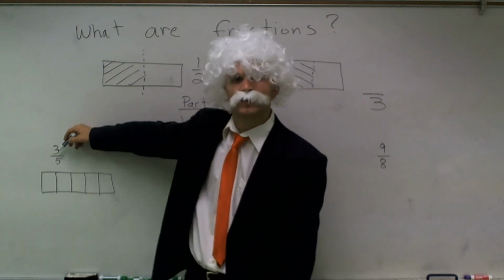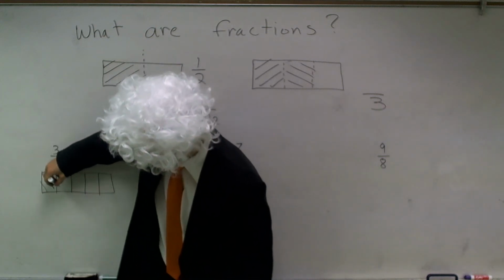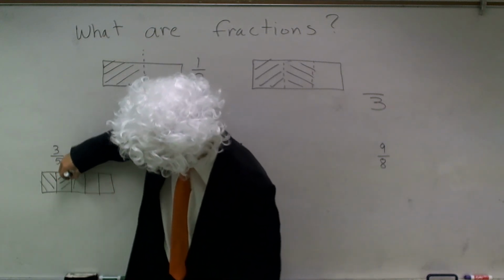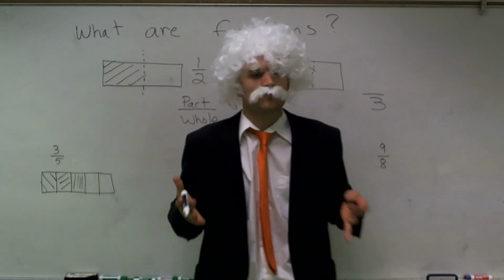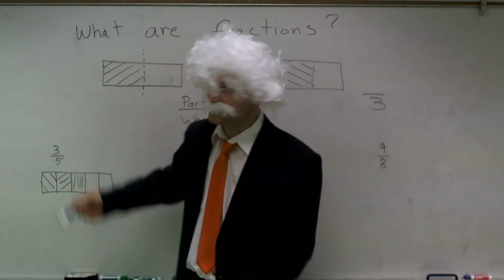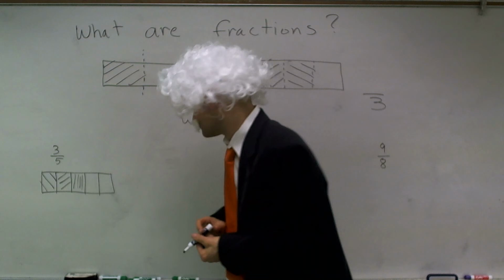Then I say I only want to talk about 3 of those. So therefore, I'm only going to highlight 3 of those sections. So when I talk about 3/5, what I'm talking about is something broken up into 5 equal parts and me only taking 3 of those.